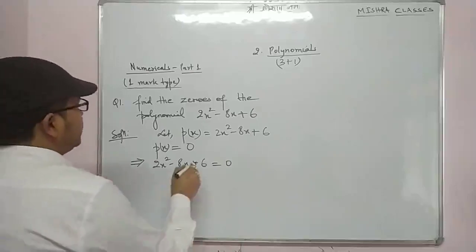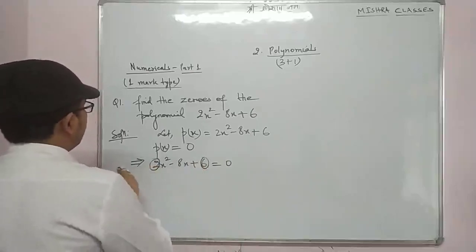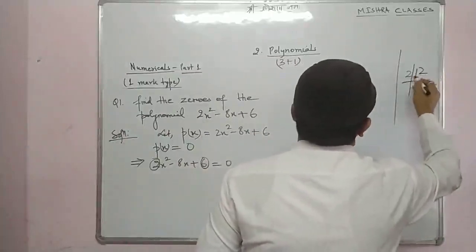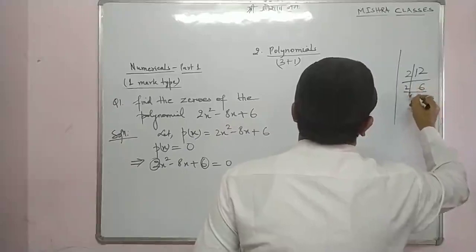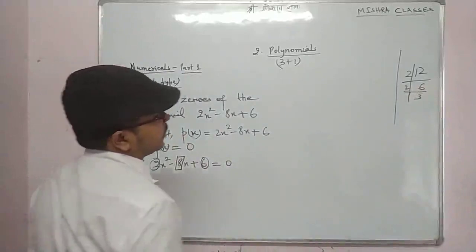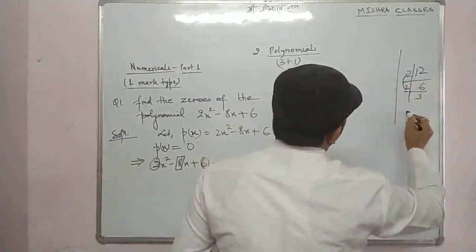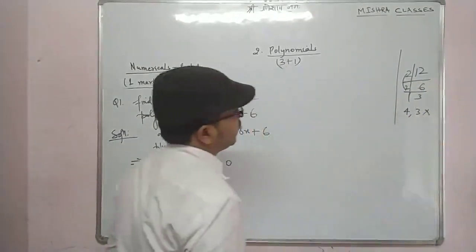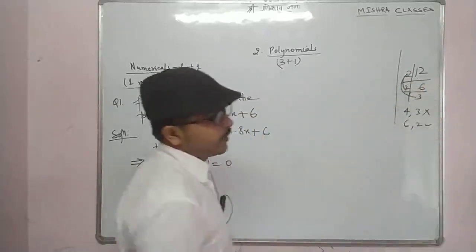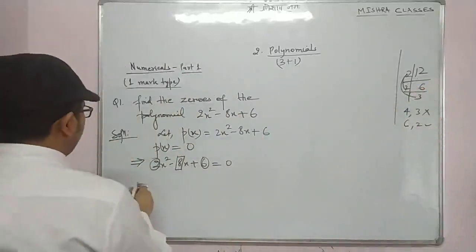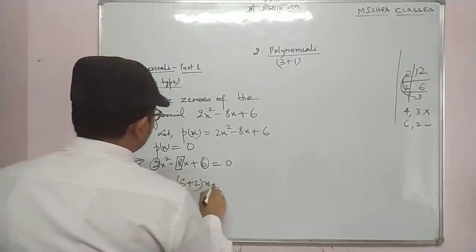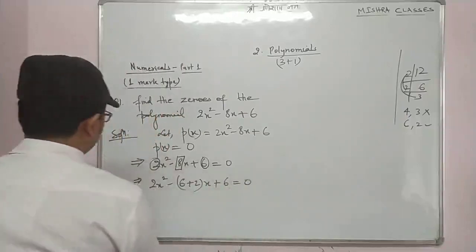Now what we see, 6 2s are 12. So you see the rough work, 12, then 2 6s are 12, 2 3s are 6. Now we have to select two numbers such that we should get 8. Now we can do like this, 2 2s are 4 and then 3. No, this is not going. We can do like this, 2 3s are 6 and then 2. Yes, this pair can be selected. So what we can do is 2x square minus 6x minus 2x plus 6 equal to 0.